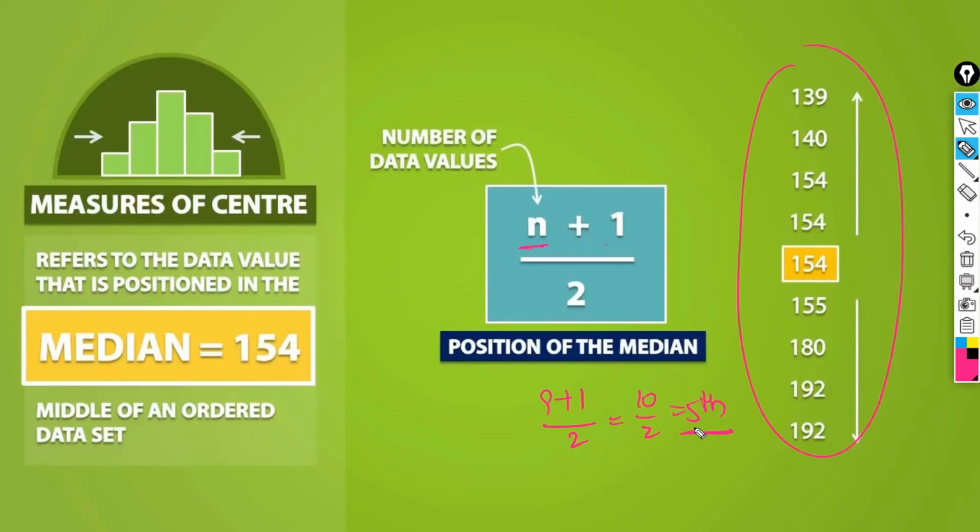Whatever the value is in the 5th position, 1, 2, 3, 4, 5. The 5th position is this one. So it is the median value. You get the position of the median by using the formula n plus 1 divided by 2.